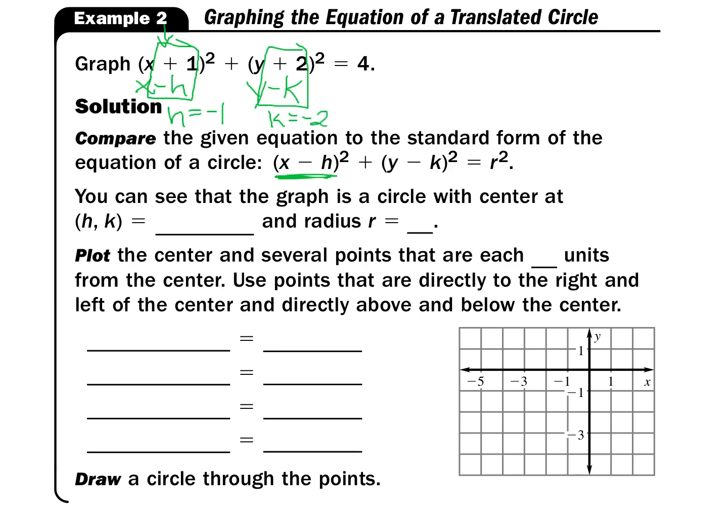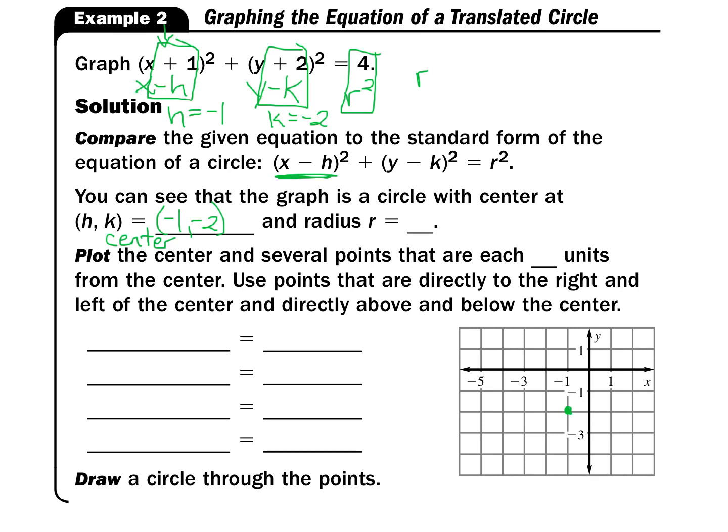So from the equation, we can see that the graph must have h comma k of negative 1 comma negative 2. And of course, in a circle, the h comma k represents the center. So we're going to place our center at negative 1 comma negative 2. There's my center.